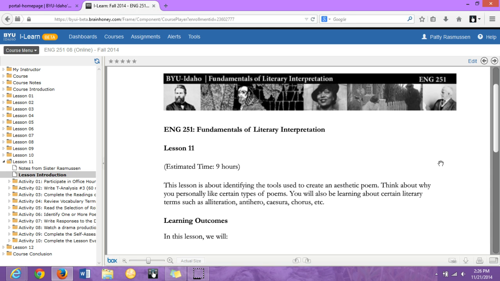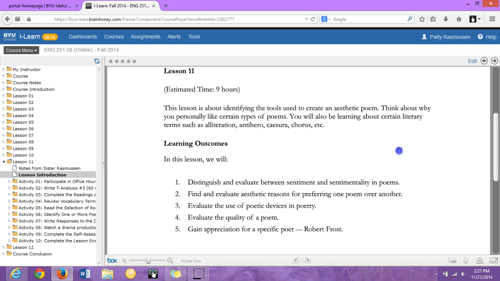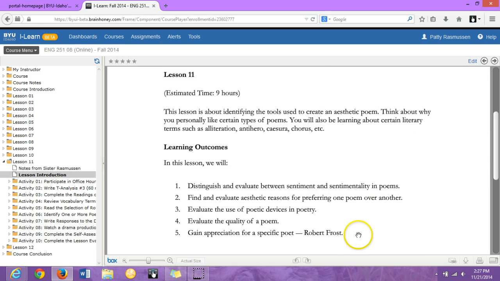You are also going to be working with the short novel that you should have read last week. You're actually going to write T-analysis number 3 using that material. So before I move on with that, you're also going to be focusing on Robert Frost's poetry.